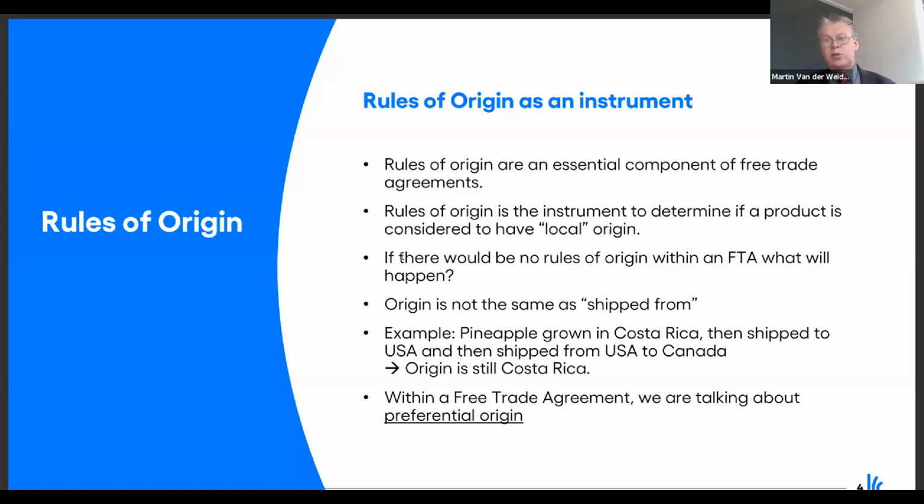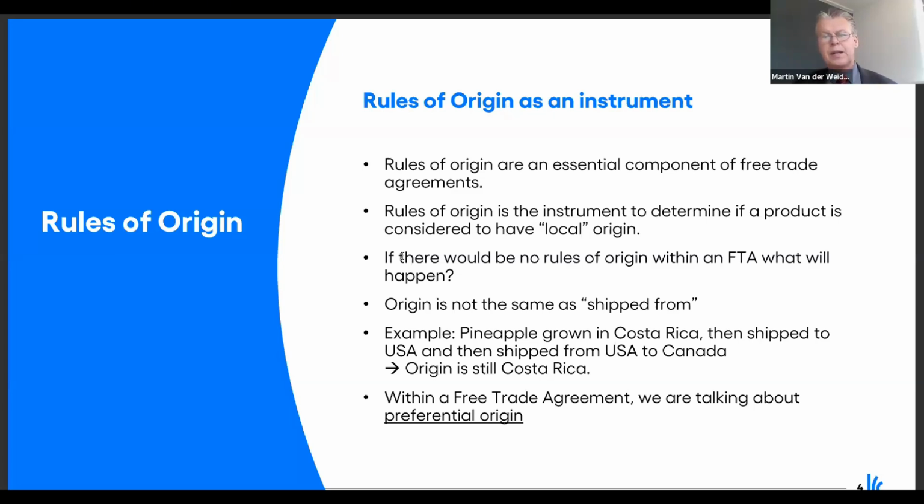I do trainings on preferential origin for other chambers of commerce or for other organizations, and we talk a week about origin. I can talk a month about origin. But the first thing we do is always asking, okay, can you come up with a better solution in a free trade agreement than rules of origin? But no one can. It's a logical instrument to have in a free trade agreement. Otherwise, you cannot check if the products are of Mexican origin.